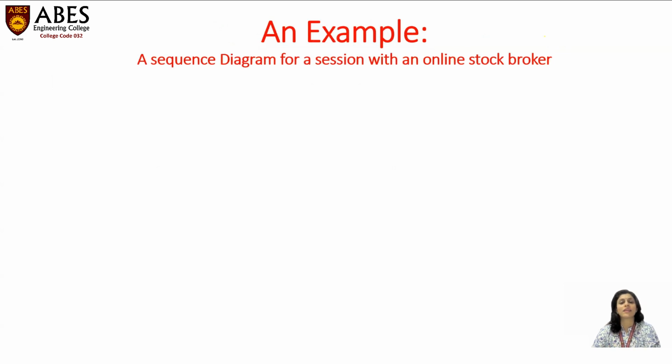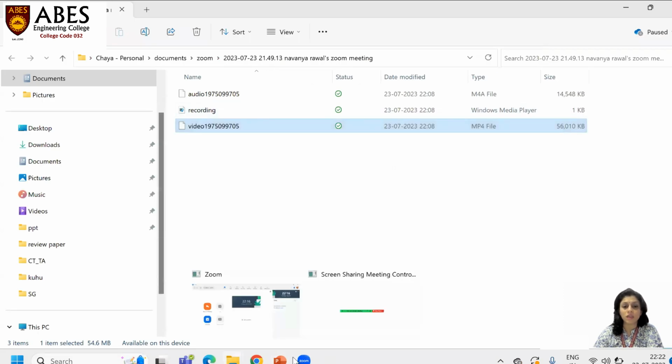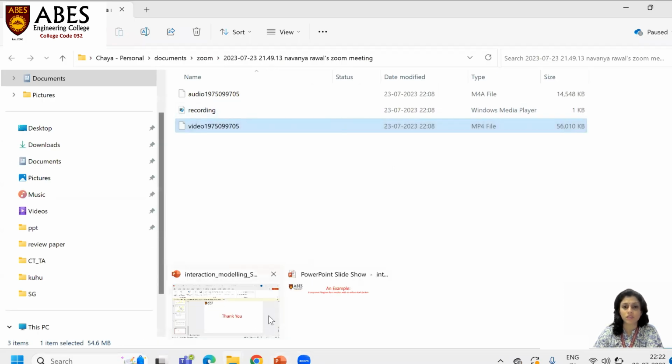Let's see this by an example. Now, this example consists of 3 objects, and we are talking about the online stockbroker system.